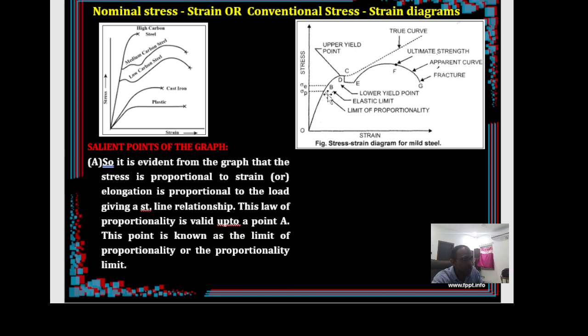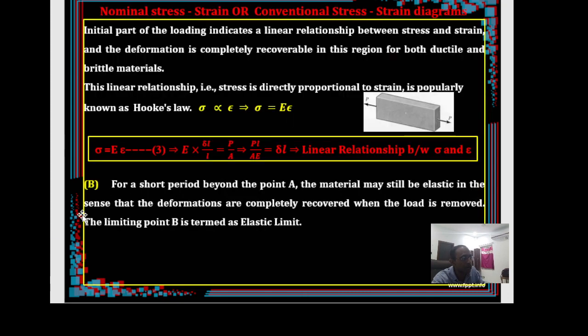Till the point A, the stress and strain are proportional to each other, as well as, of course, elastic. But the elastic nature will continue up to the point B, while the proportionality holds only up to A. In other words, after crossing the point A, the stress may not be proportional to strain, but still it is elastic. Beyond point B, the material does not recover its deformation if you remove the load. That's why up to the point B, the elastic property of the material holds good.